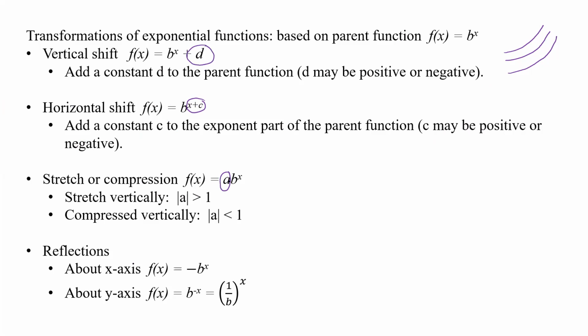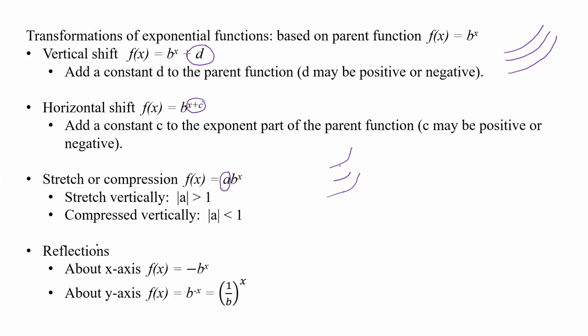So if the absolute value of A is greater than 1, it's a vertical stretch. So it's going to go from here and it's going to go up, stretching vertically. And if the absolute value of A is less than 1, it's going to compress it. It's going to move it down on our graph here. So that's going to be our A out in front.